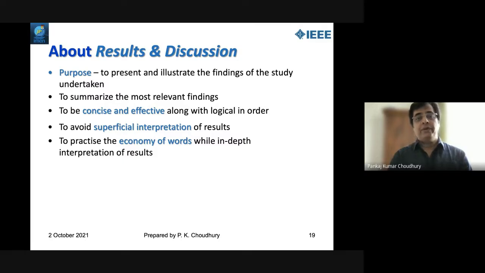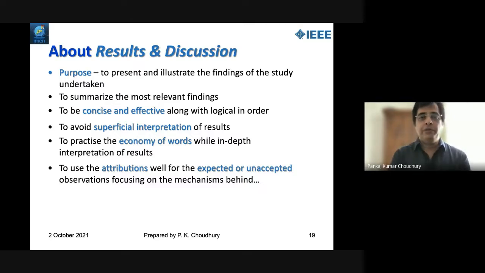One must avoid superficial interpretation. Okay, practice economy of words while giving in-depth interpretation of results. Superficial interpretations are, because it is better not to use the word may, like "this may be attributed" or "this may be the reason." Sometimes okay, but very often, one should keep avoiding the usage of may here.